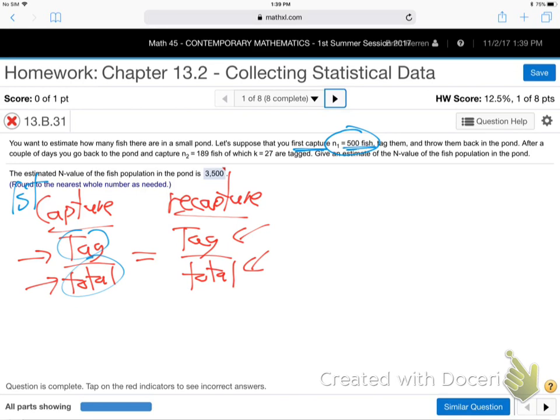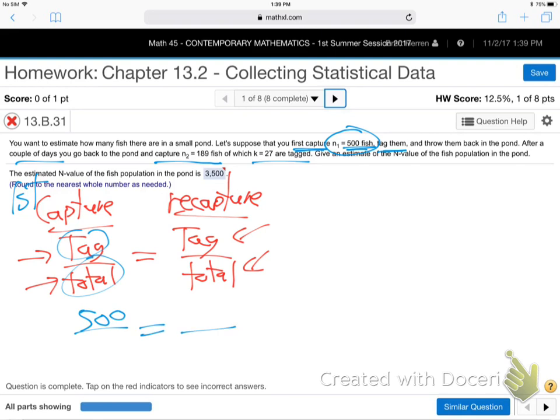Yes. Captured and tagged. Them are captured fish. Tagged fish. They're all captured. They're tagged fish. So that goes in the top, because tag goes in the top, total on the bottom. Those are tagged fish in the first capture. Throw them back. After a couple days, you go back and capture 189 fish, of which 27 are tagged.